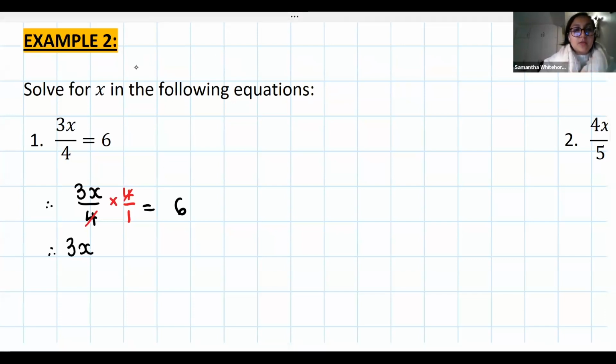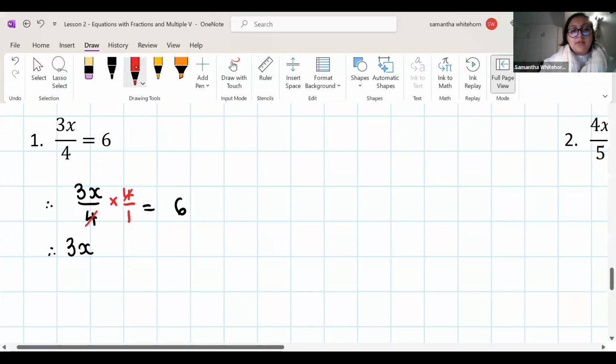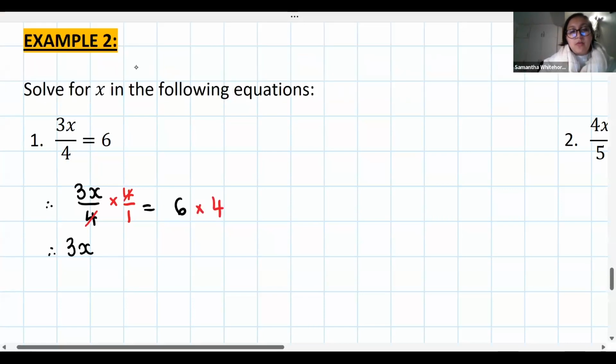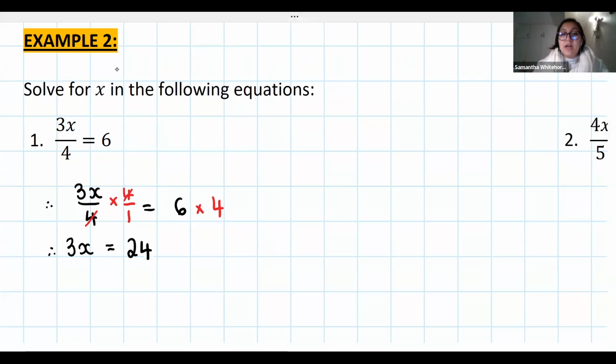But remember, of course, guys, if you times by 4 on the left, you also need to times by 4 on the right. And so we have 3x is equal to 24. If you are not timesing by the same value, you are not working with the same equation anymore. You're changing the entire meaning, and so you're now working with something completely different.